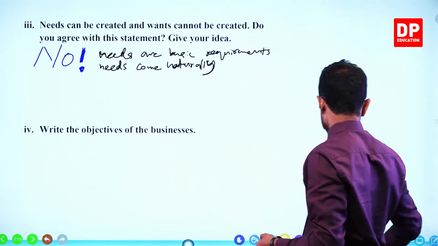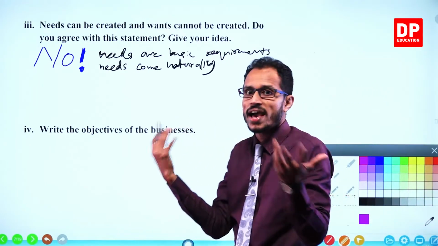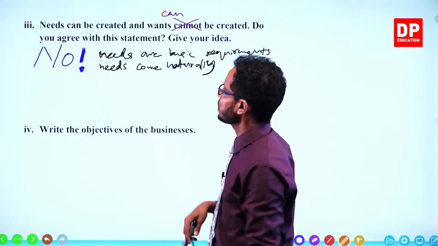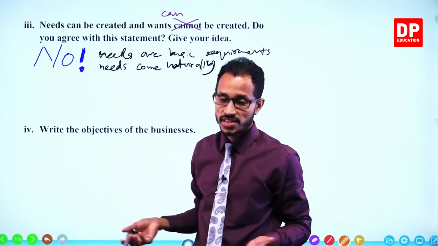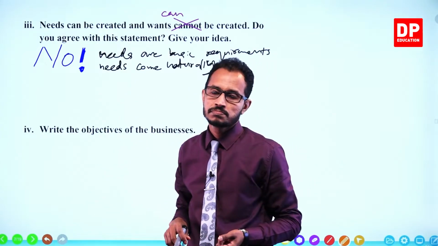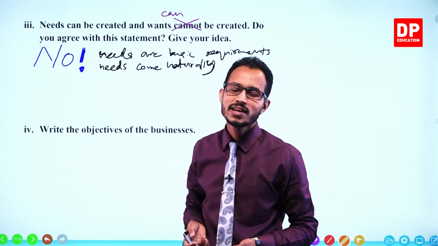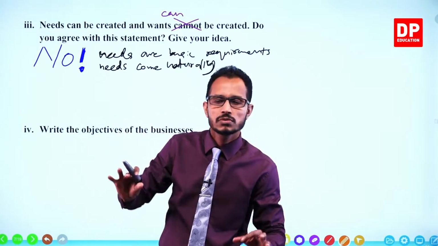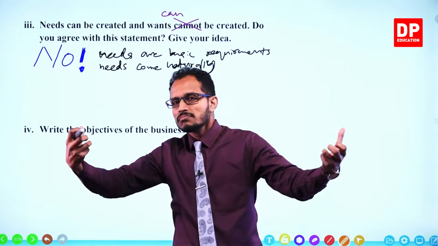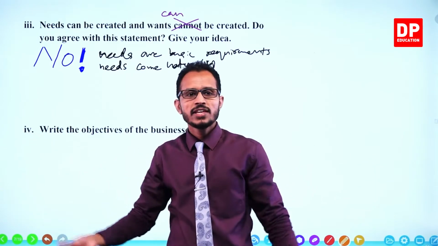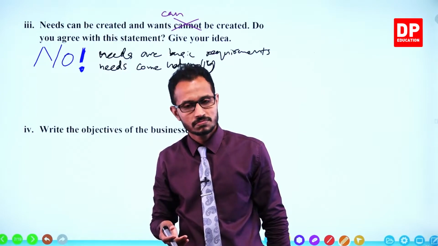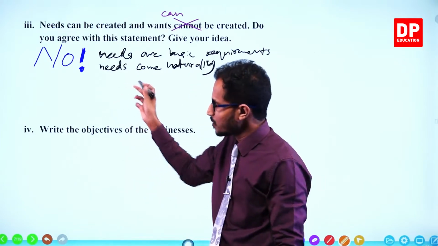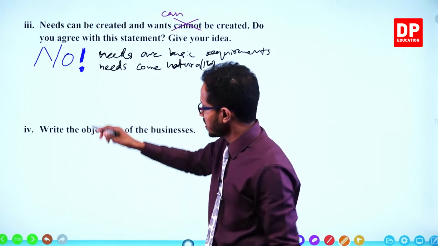But wants are the different things that we like to have. So wants can be created. You have to write, wants are the different things that we like to have. Wants can be created by businessmen. They show us something fancy and beautiful, exquisite, and we like to have that. We desire. Wants are the desires.